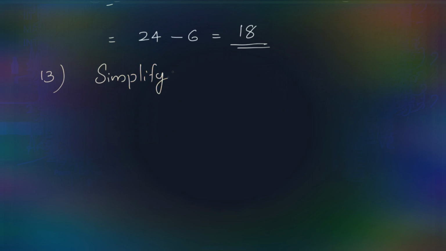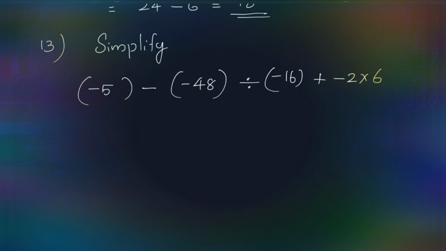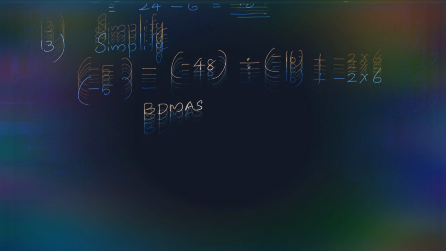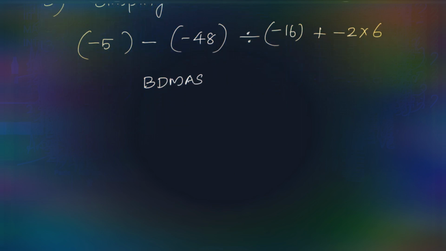Simplify negative 5 minus negative 48 divided by negative 16 plus negative 2 into 6. Again apply our BODMAS rule. First, the operation under the bracket is done. Here there are no operations given under the bracket, only integers. So there is no operation. So first we have to do the division. Division has the next priority.